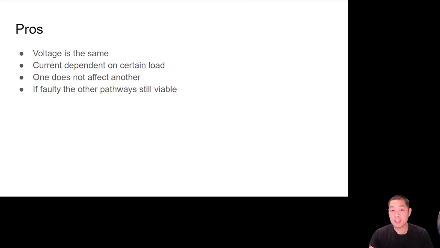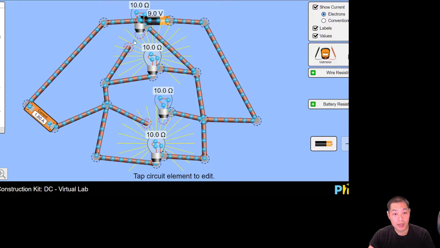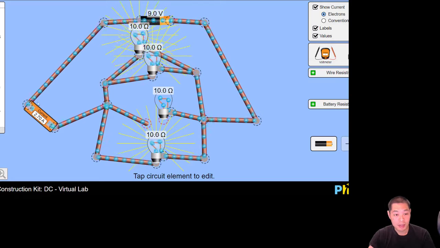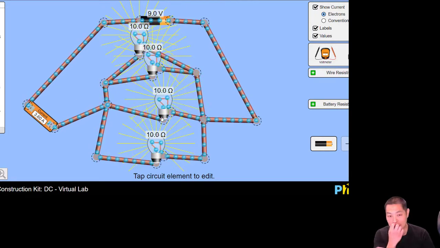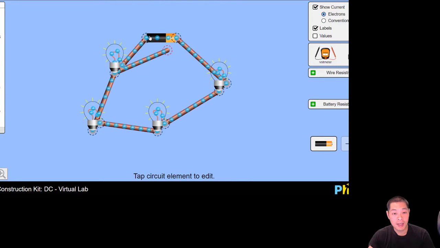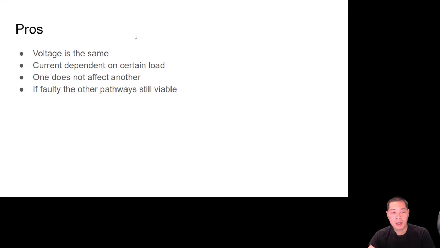The pros: voltage is the same throughout the whole thing, because each one is directly connected to the battery. So the electrons are only going through one resistor. That means it's going to experience the same voltage as the battery, whereas in the series one, the electrons go through three things. So this one waterfall has to go through three obstacles, where the other one is one waterfall that only picks one of the objects. So the energy is still there.